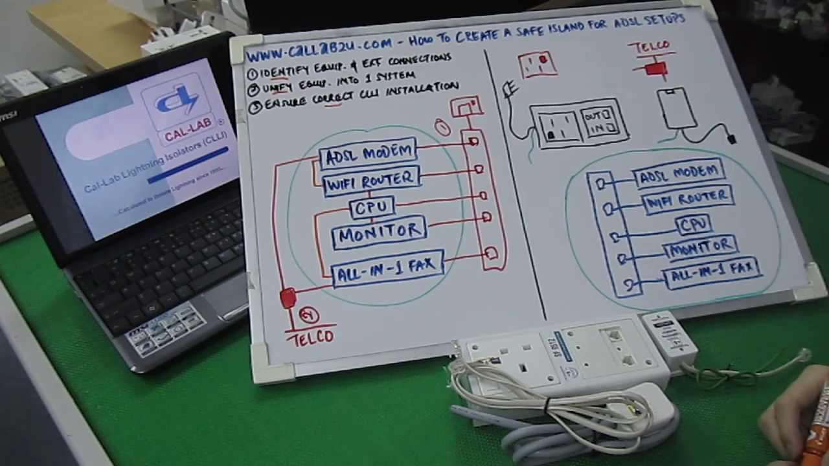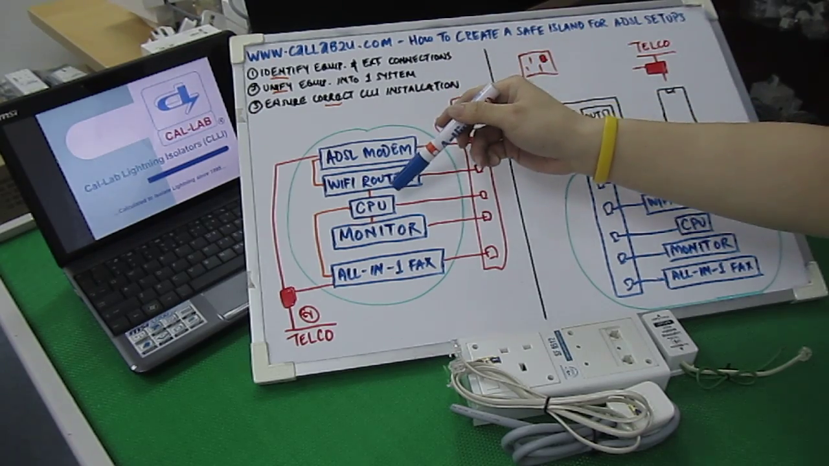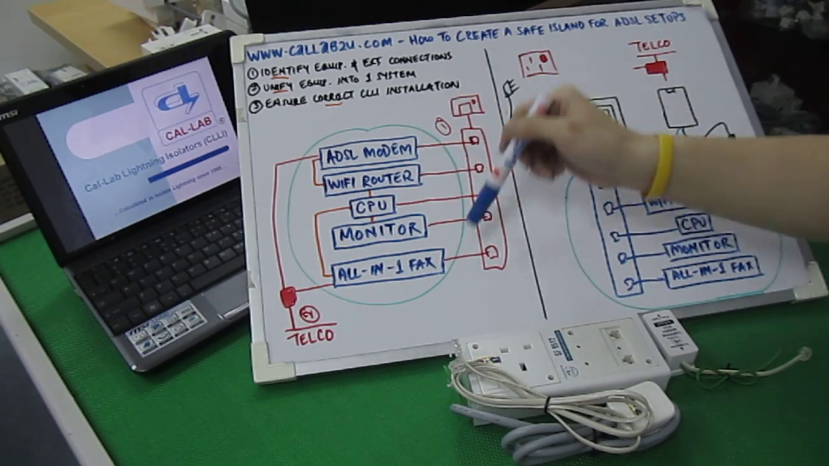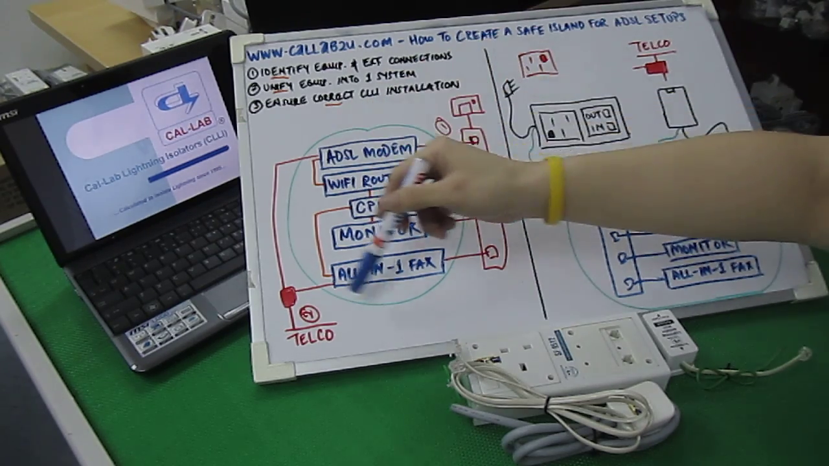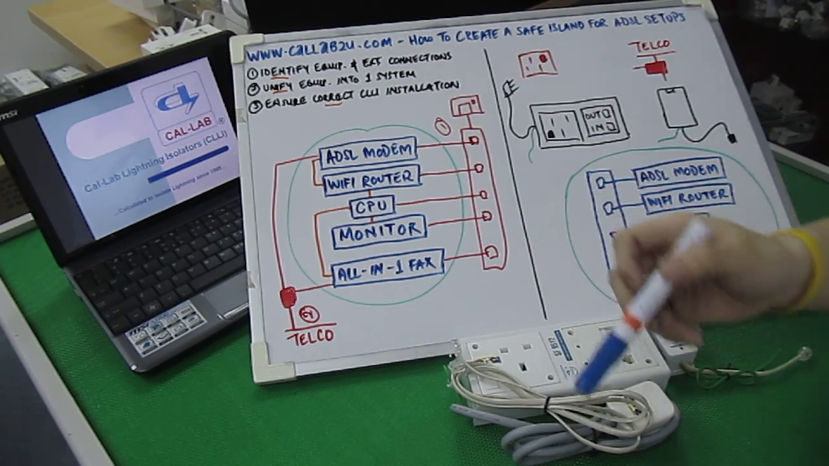So let's take a look at a typical ADSL home setup. Now you'd have your ADSL modem, Wi-Fi router, CPU, monitor, and perhaps an all-in-one fax machine. Once you've identified the equipment you want to protect, we're again going to draw the imaginary boundary to signify the island. So next, we're going to identify the external connections.